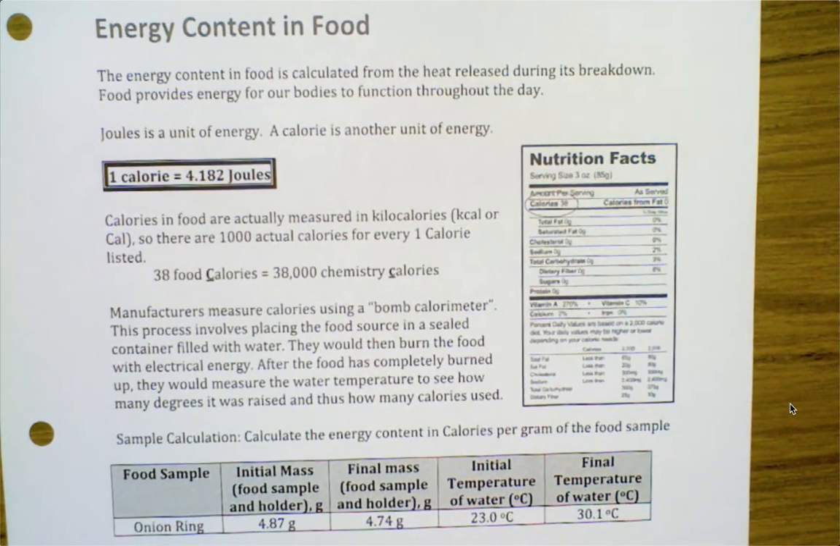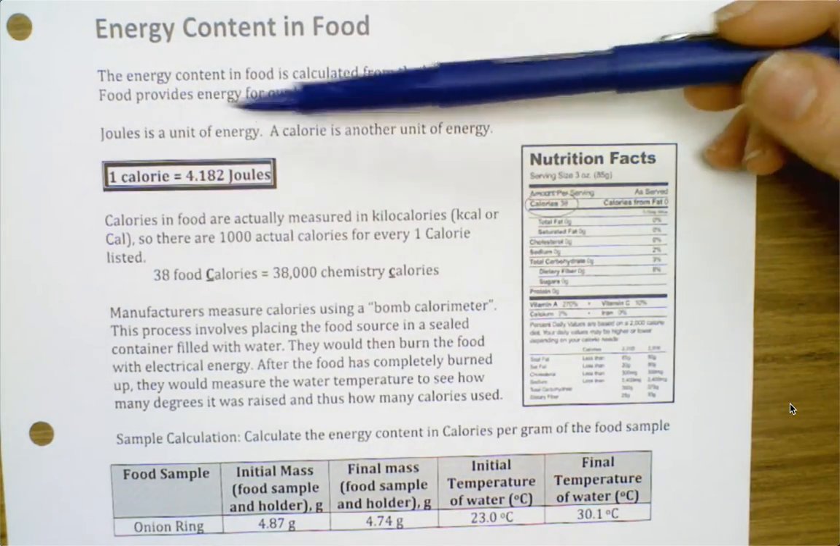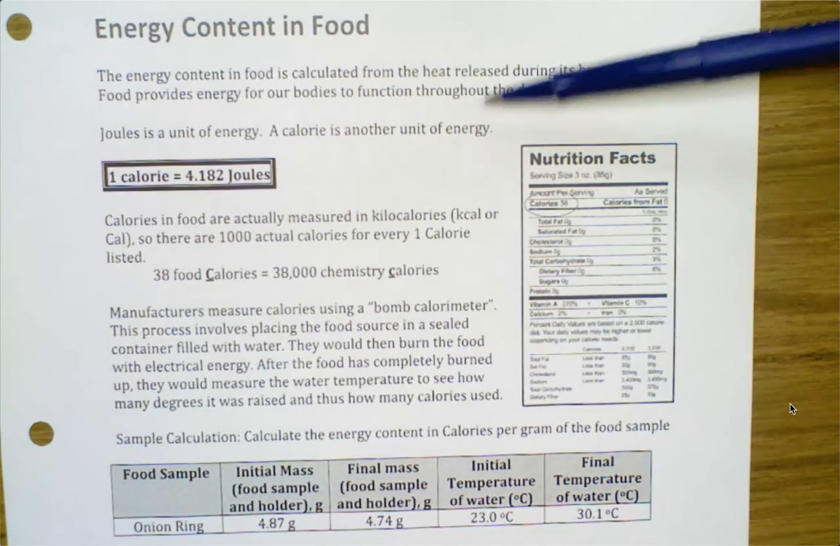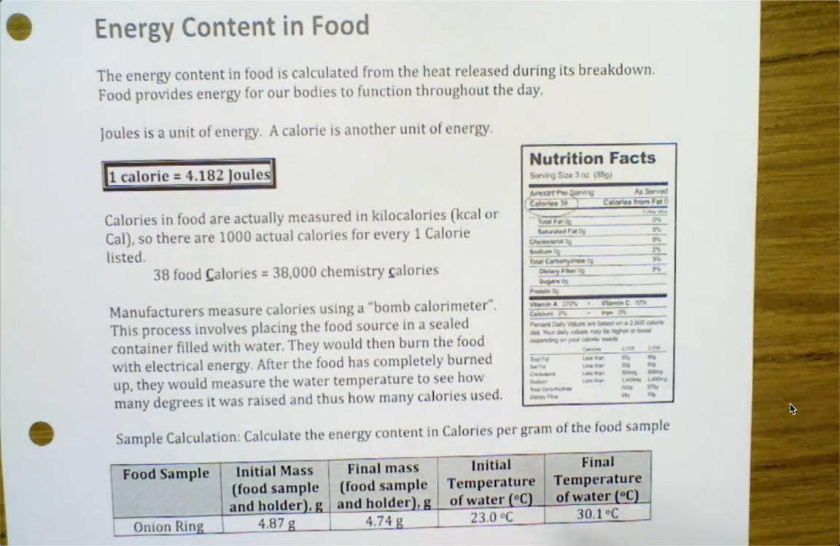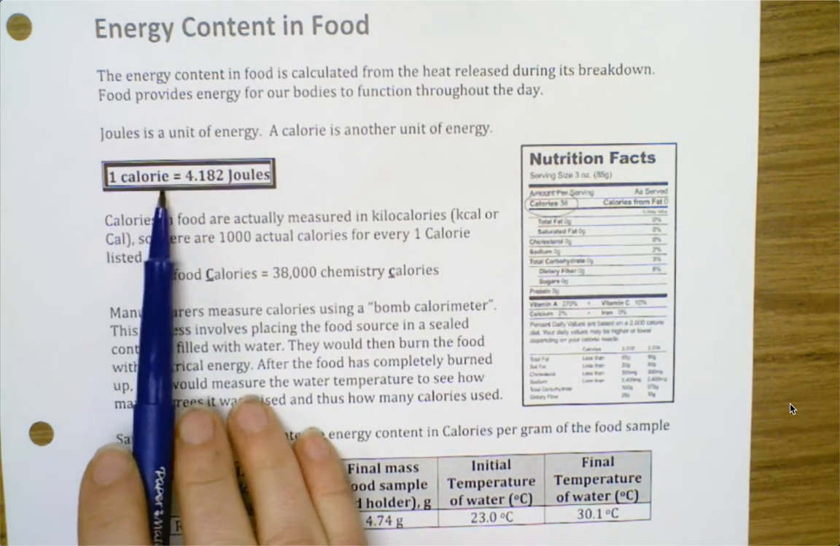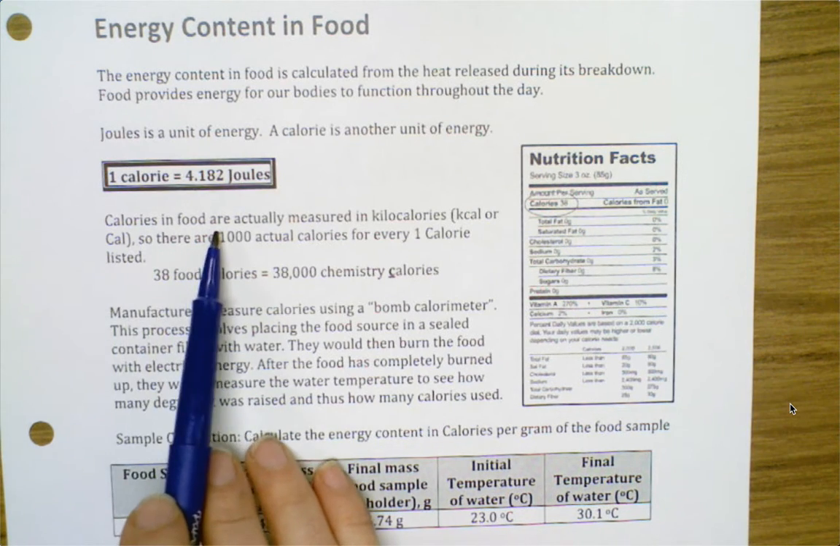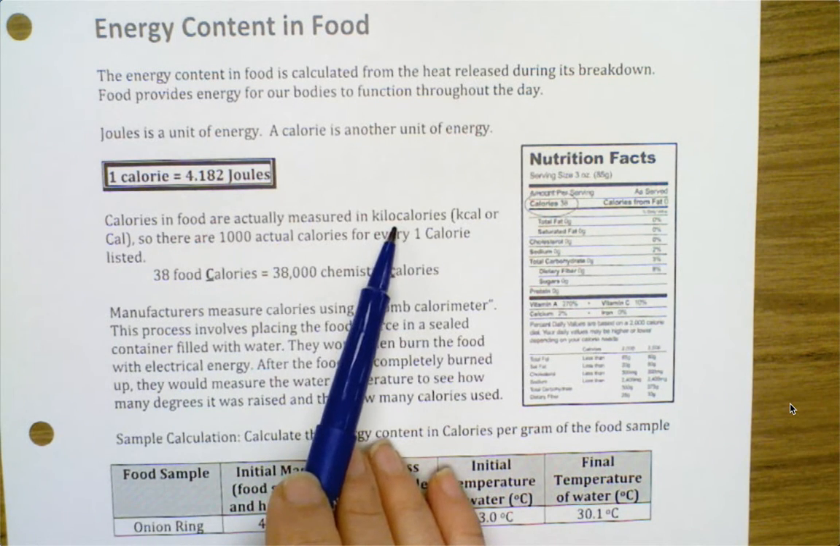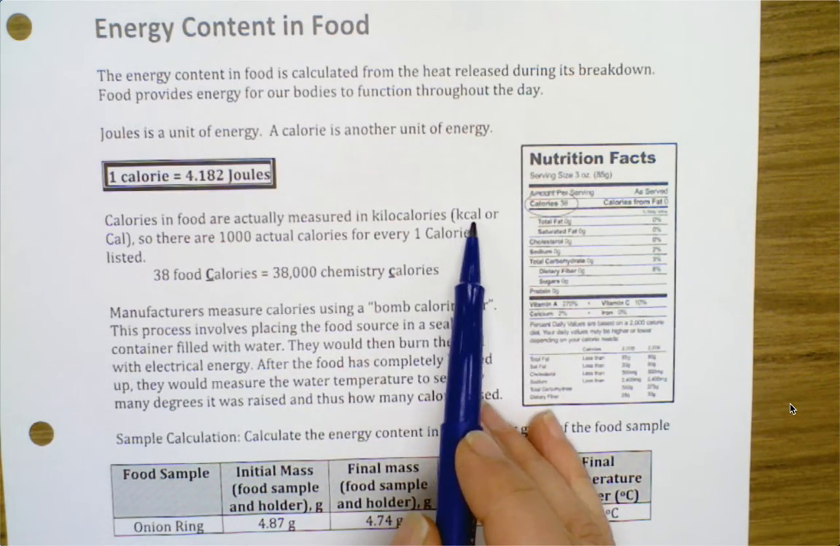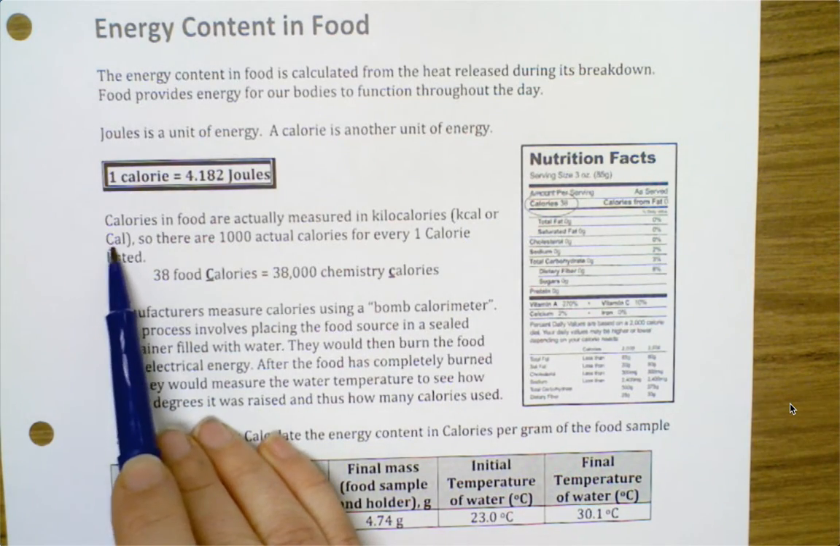As we've learned previously, the unit for energy is joules. Another unit of energy can be the calorie. This is the conversion, and 1 calorie is equal to 4.182 joules. And if you notice, that is the specific heat capacity of water. Calories in food are actually measured in what's known as a kilocalorie. So we say kcal or capital C-A-L.